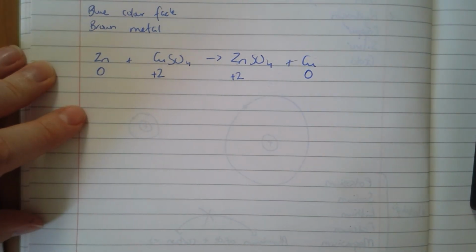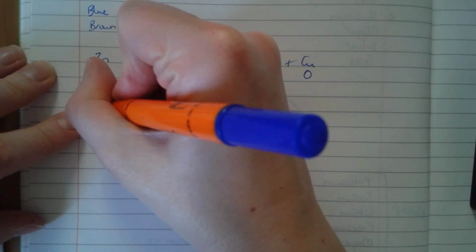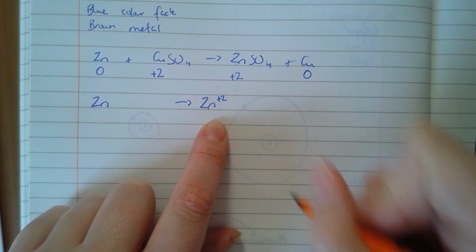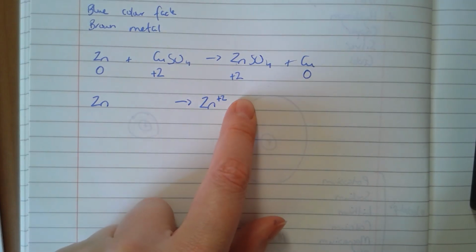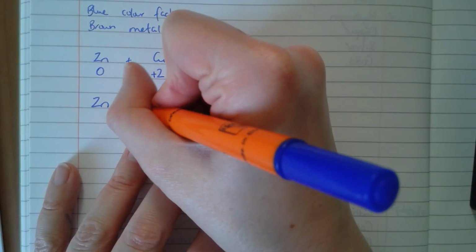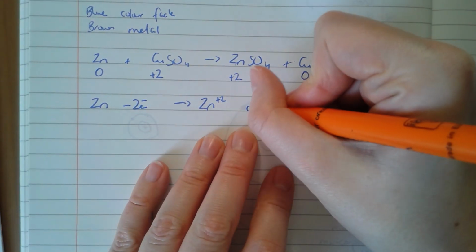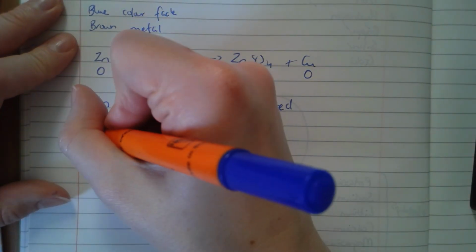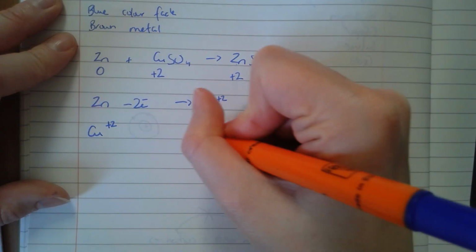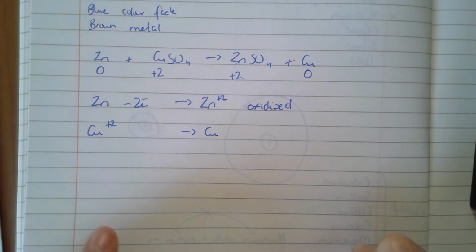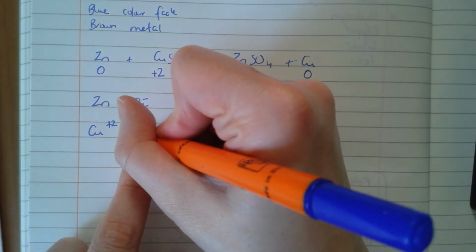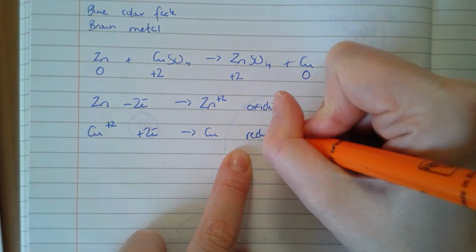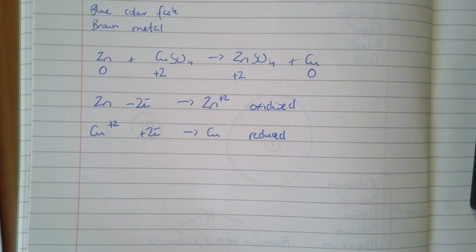So using this I can then write myself some half equations. So zinc starts off with no charge at all but ends up with a +2 charge. So what's happening to zinc to make it end up with a +2 charge? Well, it must be losing 2 electrons, and if it's losing electrons, I can say zinc has been oxidized. What's happening to copper? Well, copper starts off with a +2 charge. It ends up with no charge at all. So it must have gained 2 electrons back to end up as neutral copper. If it's gaining electrons, it has been reduced.